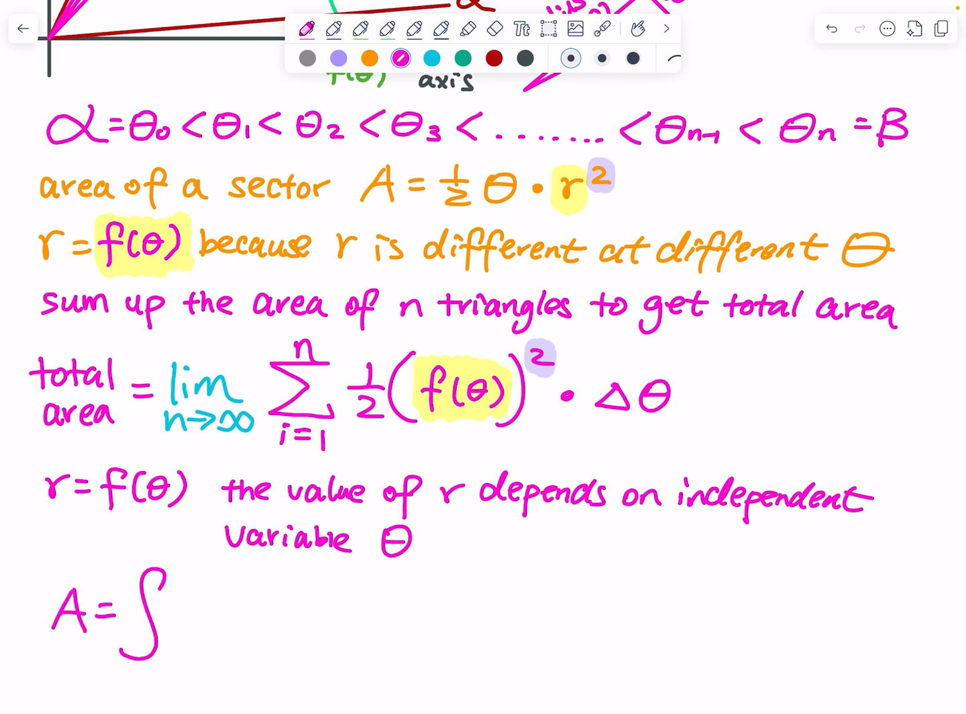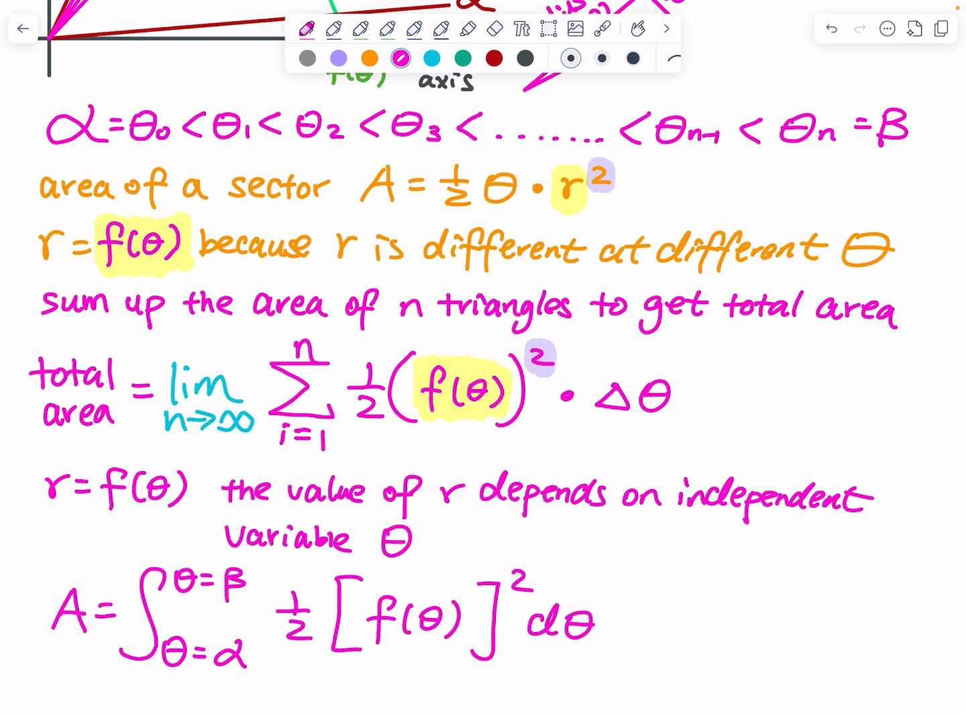A equals the integral, the angle goes from alpha to beta, and then I have 1/2 the square of the polar equation, times d theta. That's how we get the formula. So this is only for finding area. Regarding the arc length, we will get to that.